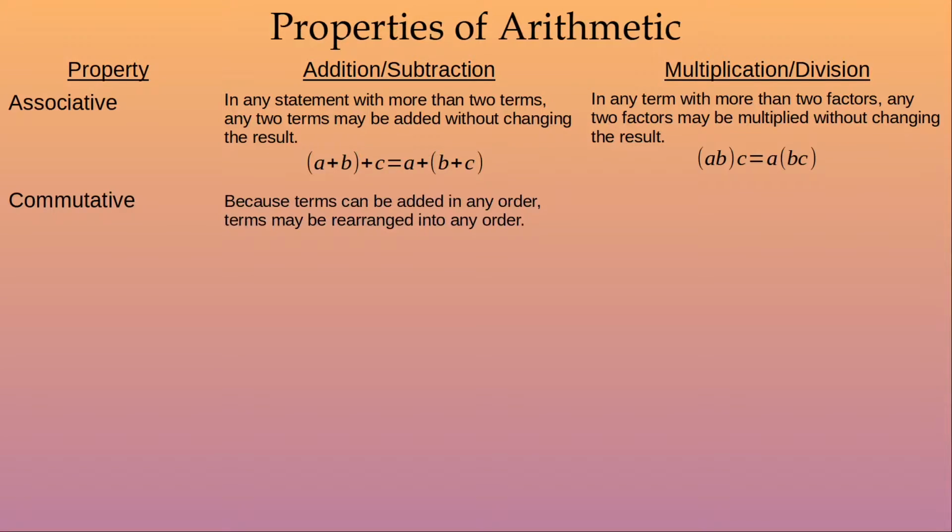The commutative property states that because terms can be added in any order, terms may be rearranged into any order. They may be moved around. That wording refers back to the associative property, where we said that we can in fact add terms in any order. So, if you can add terms in any order, then why would the order of these terms actually matter? So, yes, we can move terms around as desired.